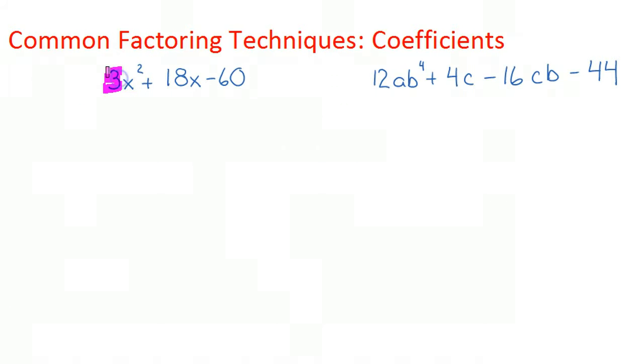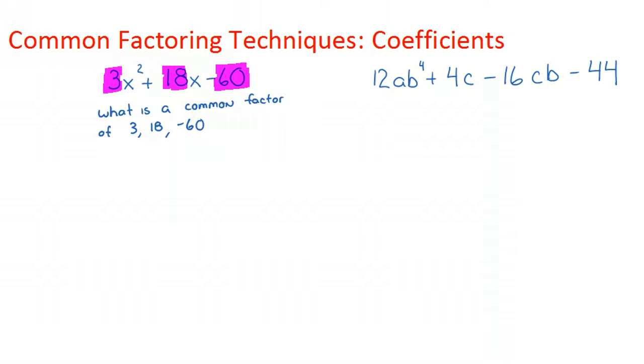And so what we do is we look at the coefficient of each of the terms. So in this case, we have 3, 18, and 60. And then what we're going to do is ask ourselves, what is a common factor of 3, 18, and negative 60? Notice there that I included that negative sign, and maybe in my highlighting I should really make that clear. So a common factor of all those we can quickly see is 3.